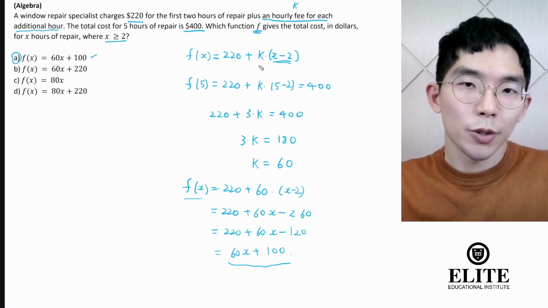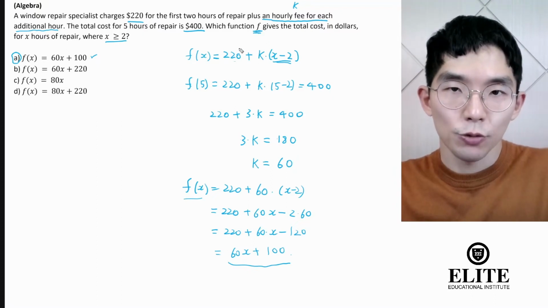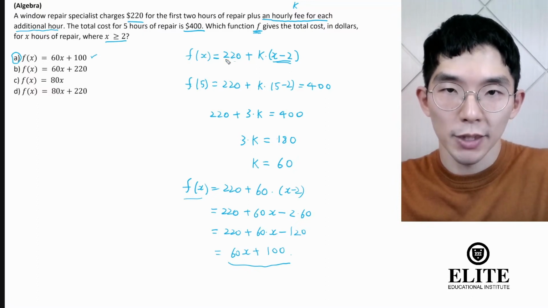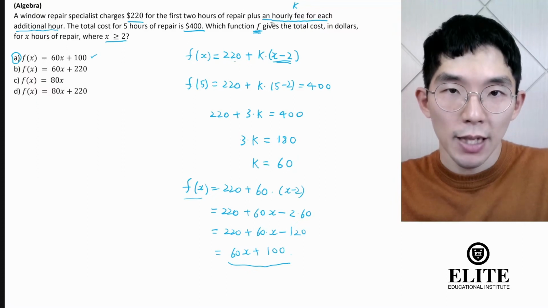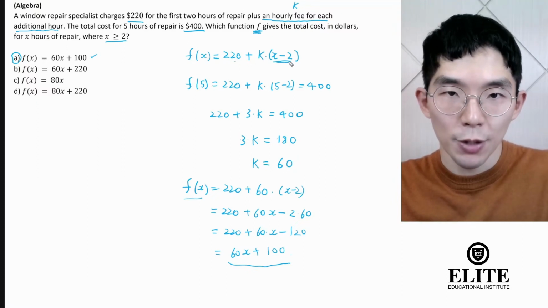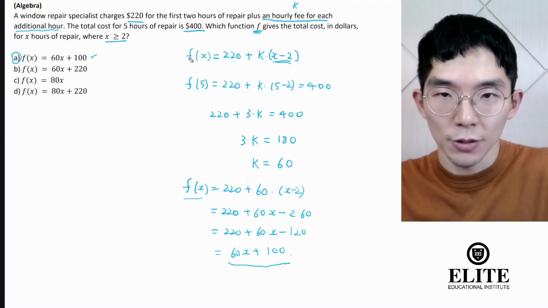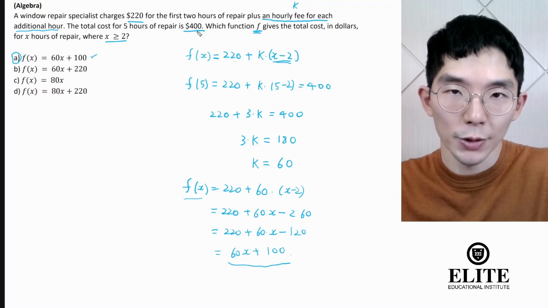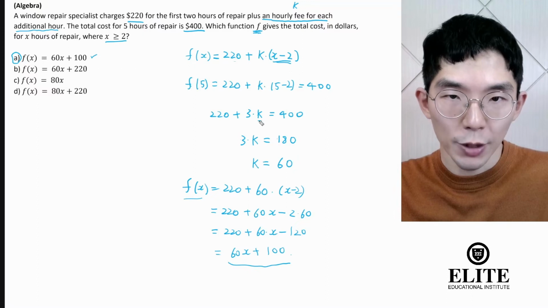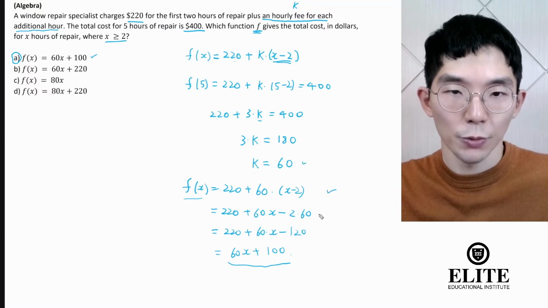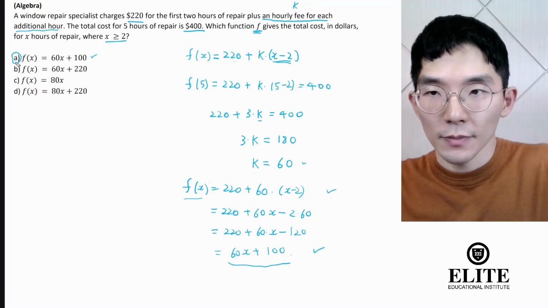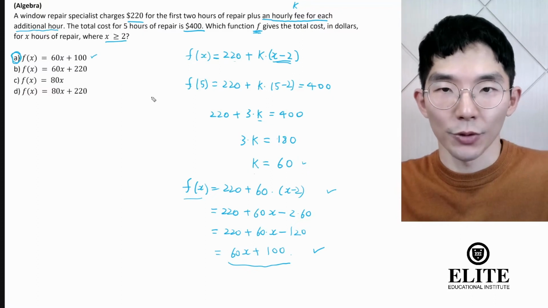So, this question is all about simply constructing the equation for f based on the information: the first $220 for the first 2 hours, hourly fee for each additional hour, and then given the additional input of 5 results in $400, solve for k, the hourly fee, and then plug it back into the original equation we constructed, and then simplify. And that's all there is to this process.